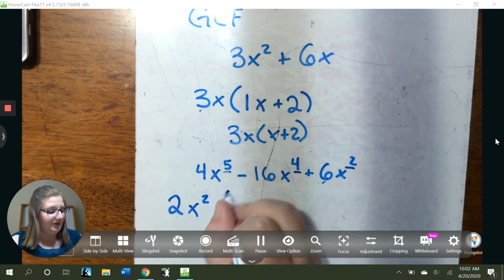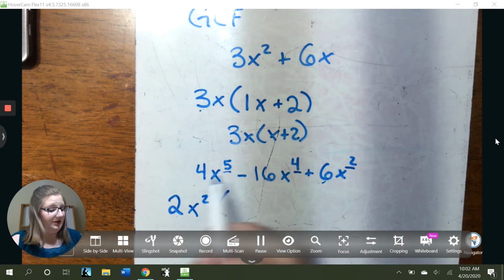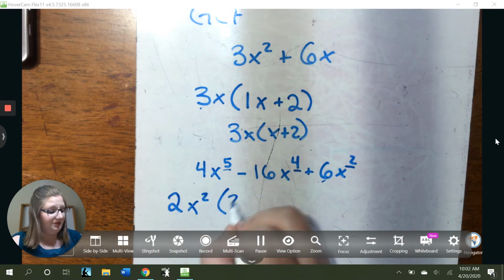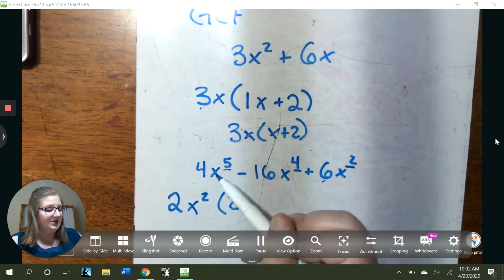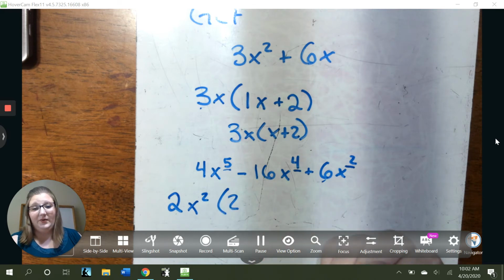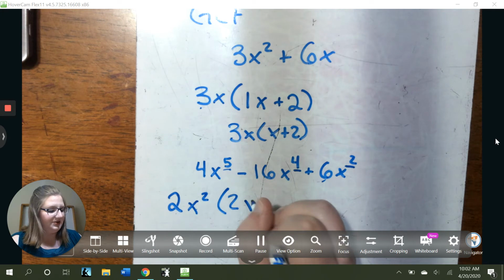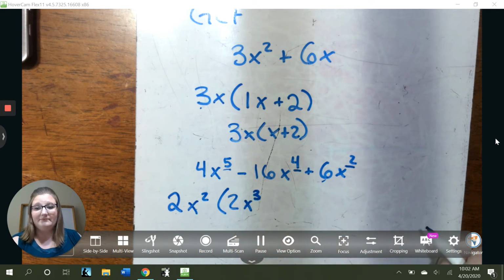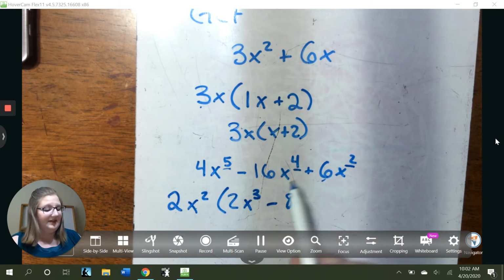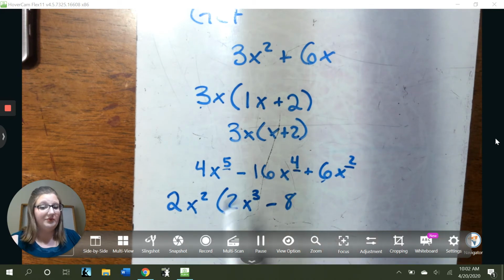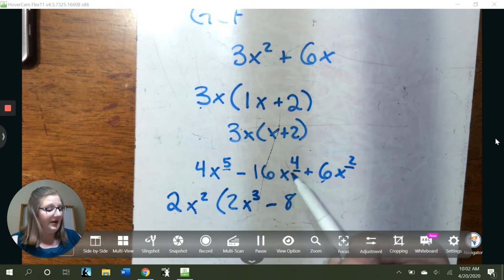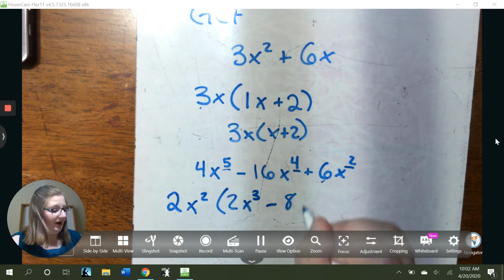So then we go through and actually do the division now. Starting here, 4 divided by 2 would give us a 2. And then when we do x to the 5th divided by x squared, we started with 5 x's, x times itself 5 times. We took out 2 of those, so if we take out 2, we would be left with 3. So we have x cubed left over. Minus 16 divided by 2 is 8. And then if we had x to the 4th to start off with, and we took out x squared, we would have 2 x's left over, x squared.